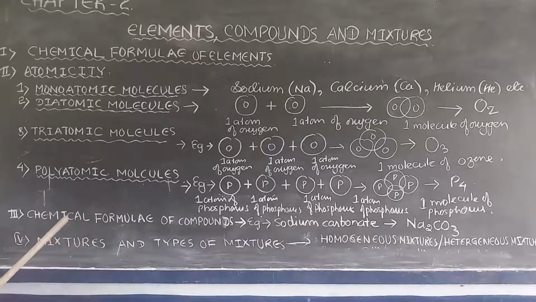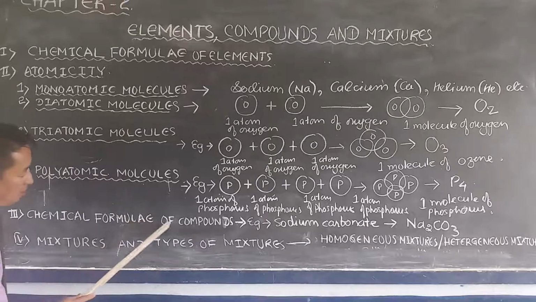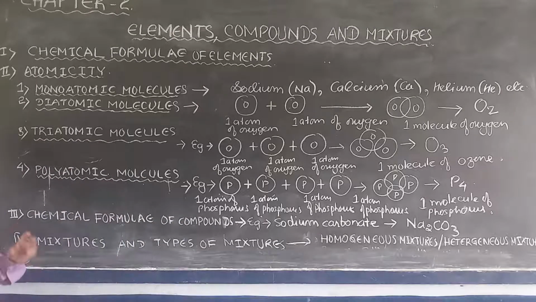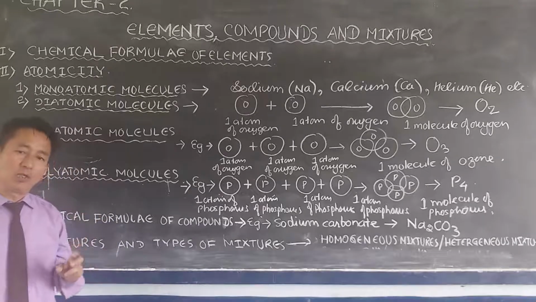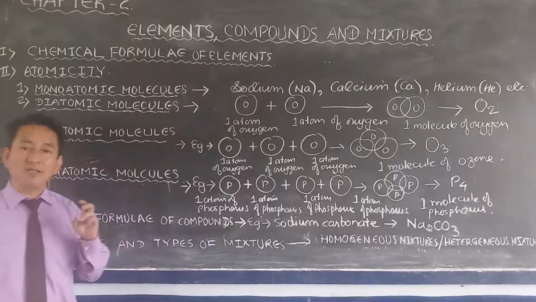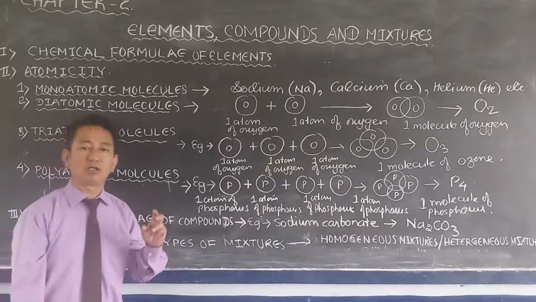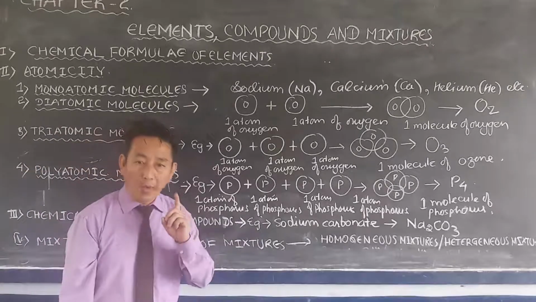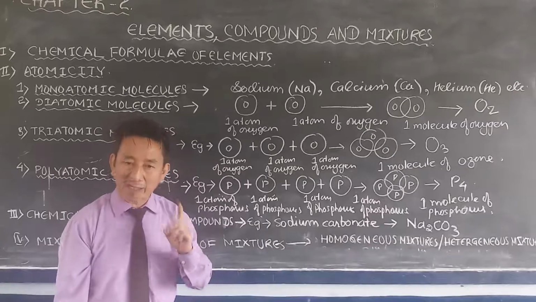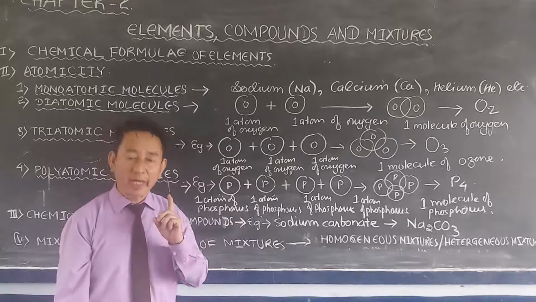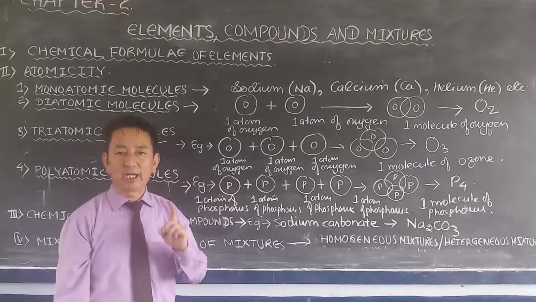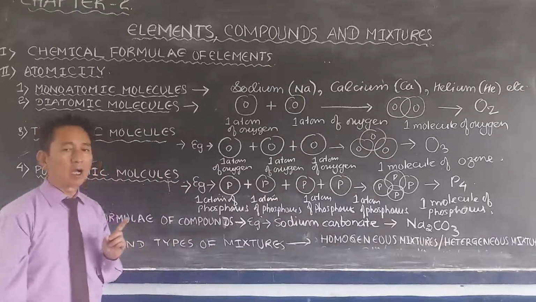Now next, chemical formulae of compounds. What is the chemical formula of a compound? The chemical formula of a compound is the symbolic representation of a compound which shows the actual number of atoms of each element present in one molecule of a compound.